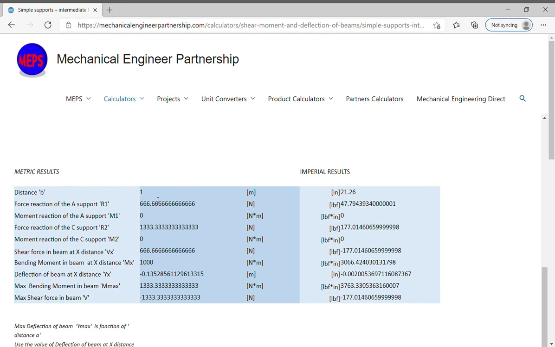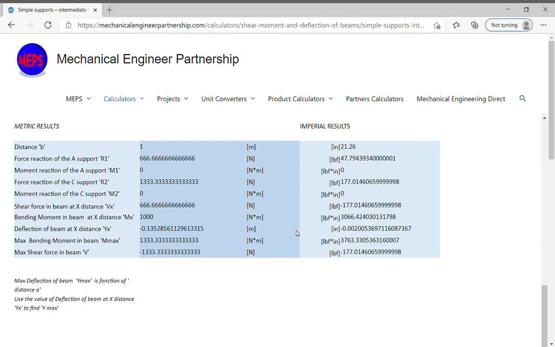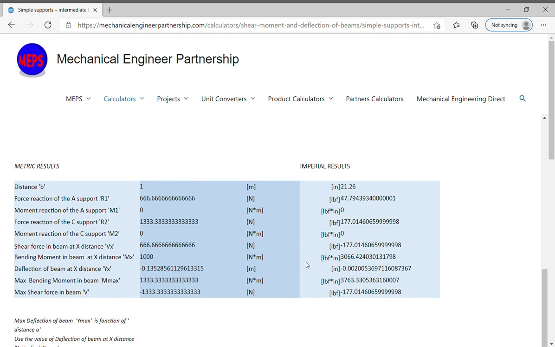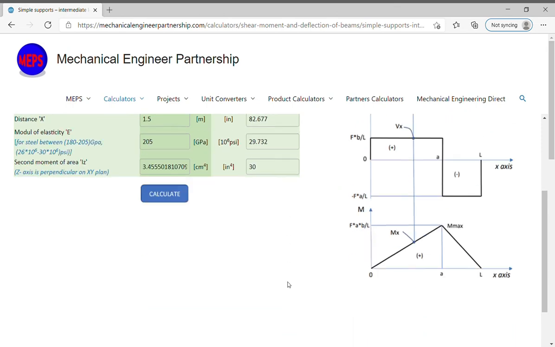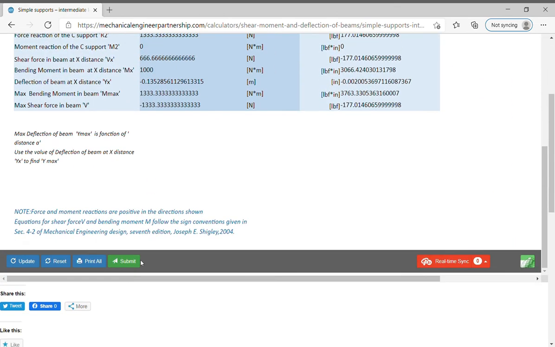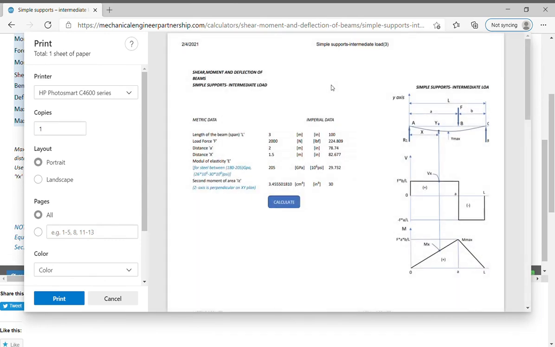Max deflection of beam Ymax is a function of distance a and you can obtain the value by testing for several values of x coordinates. Maximum values of shear, bending moment, and deflection are generally used for dimensioning a beam. Similar calculation in imperial units, data, and results. At the bottom you can use the buttons to update, refresh, print or submit. You can print or save a PDF file of your calculation.